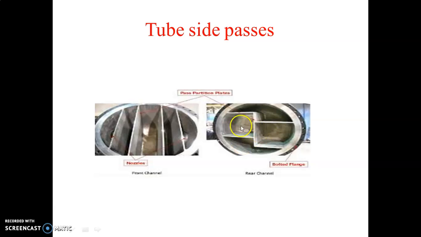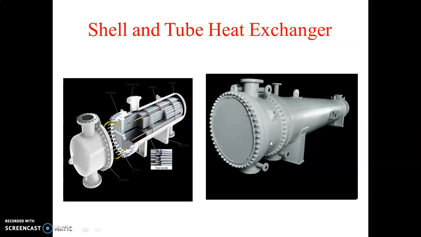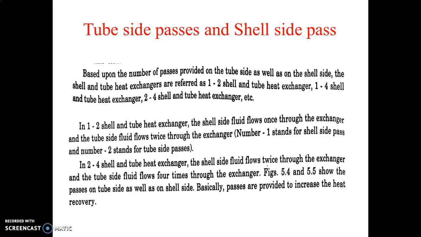Here also 4 times, 1, 2, 3, 4. So 4 times the liquid passes. So in this way the tube side passes are added at the channel. Then depending upon the passes provided on the tube side or shell side, the name of that heat exchanger is given. For example, suppose 1-2, that means 1-2 shell and tube heat exchanger.